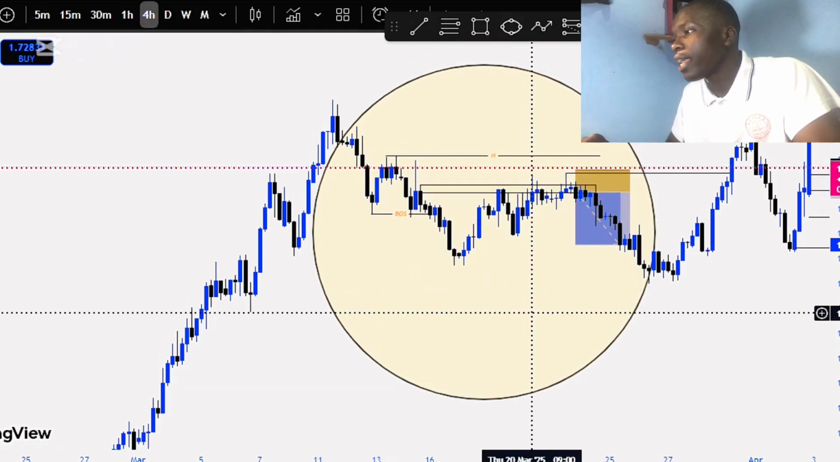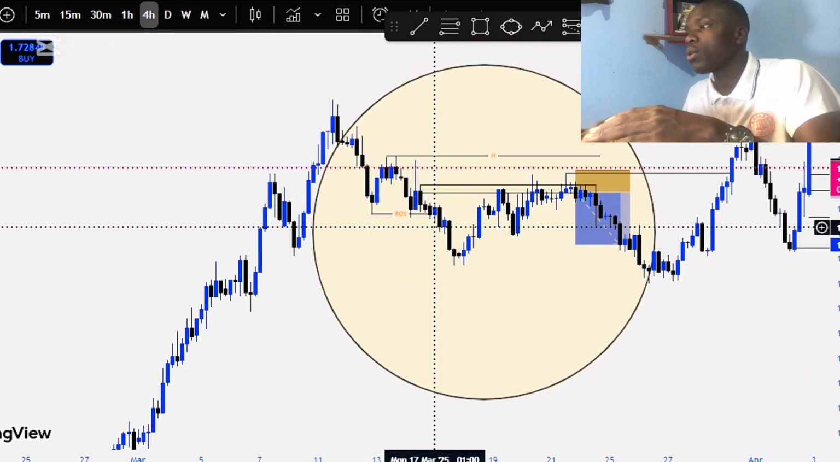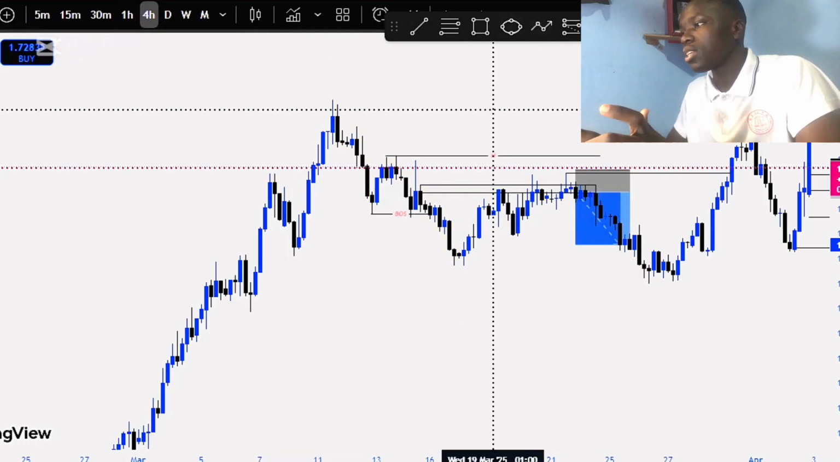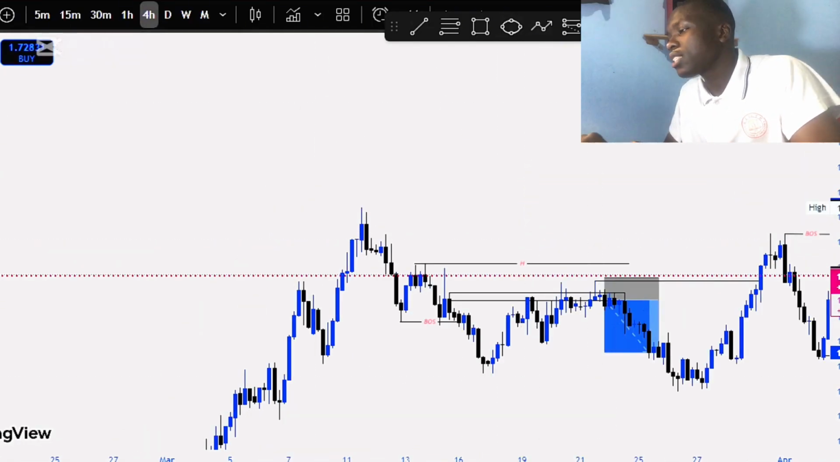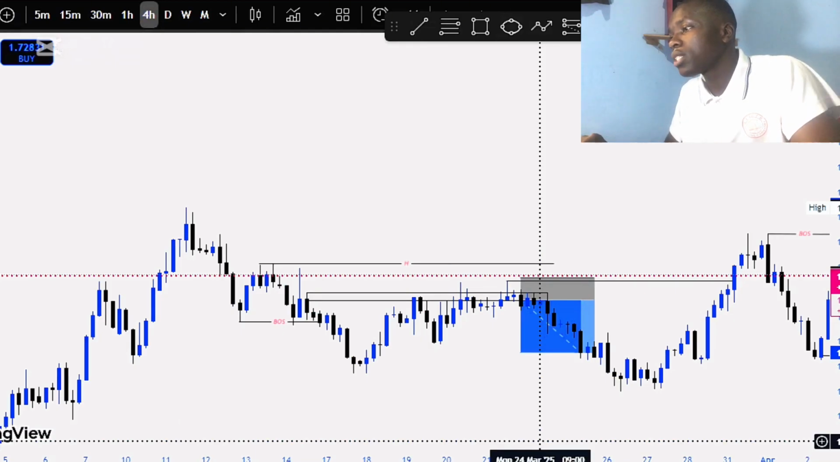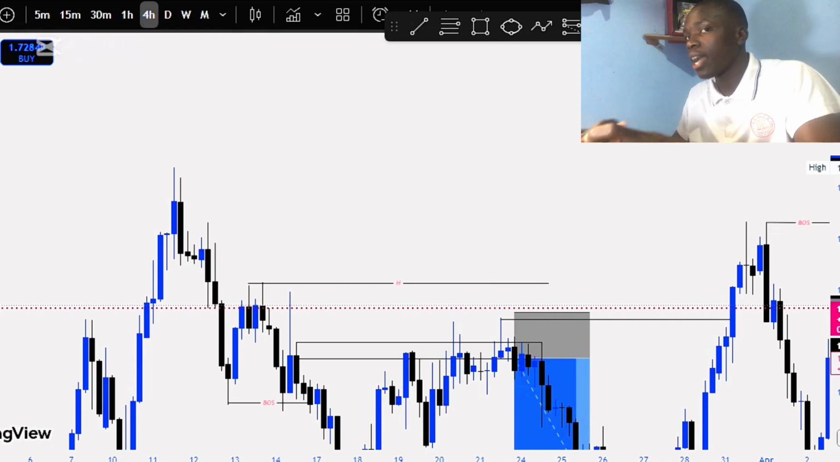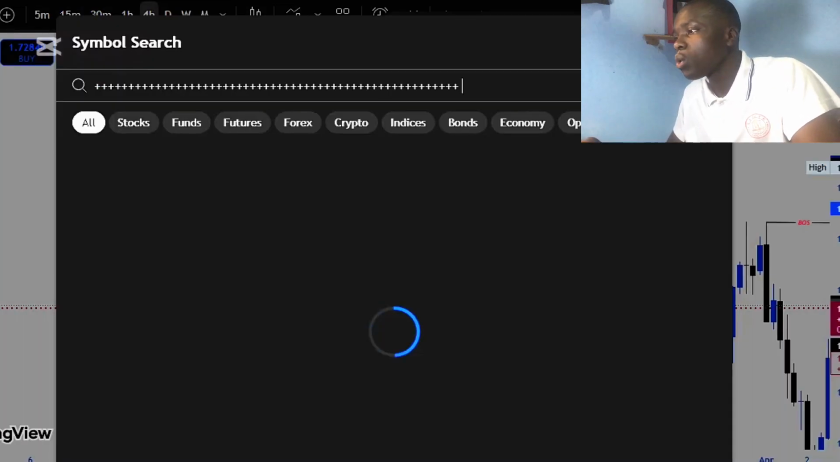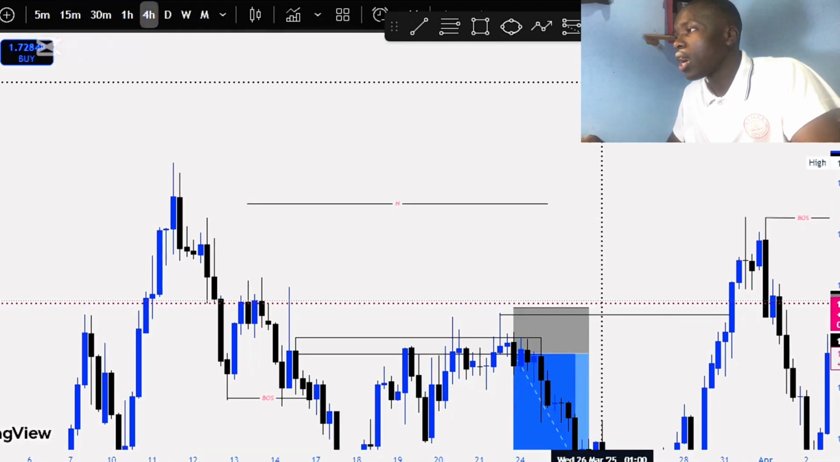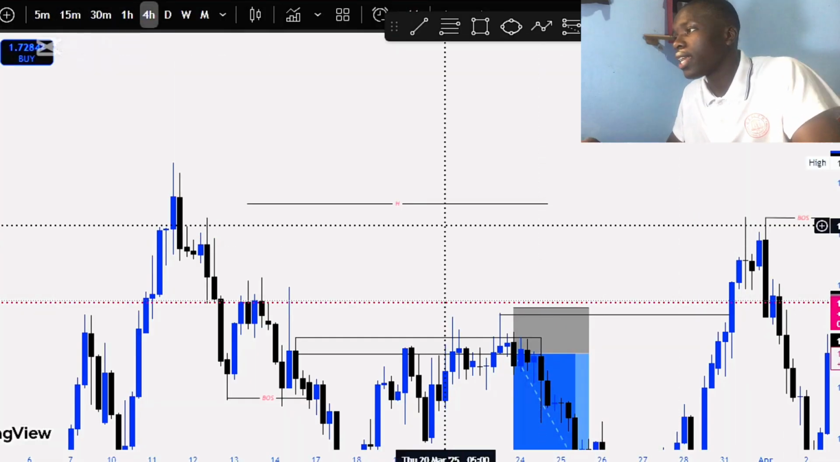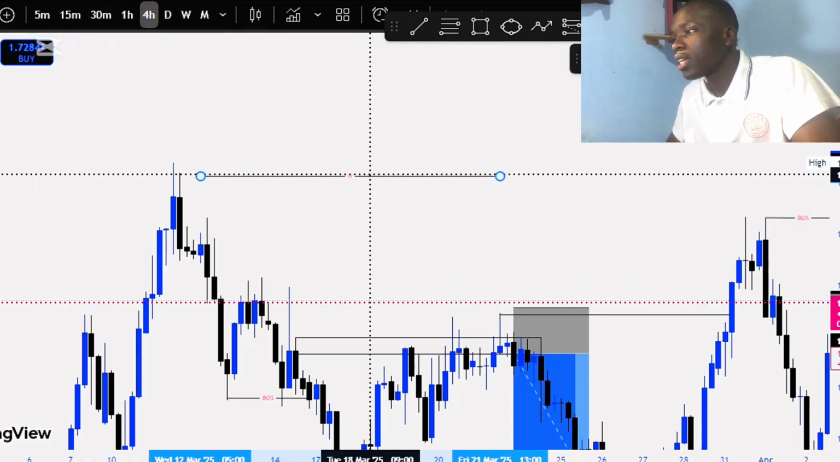So I didn't buy here. All I did was sell because of this zone. This zone was kind of bearish. You understand what I'm saying? Since this zone is bearish, I'm waiting for a confirmation that I'm bullish before I can buy, or I can sell if I'm bearish. So all I did was sell all along at that zone. I sold there, I didn't buy at that side.